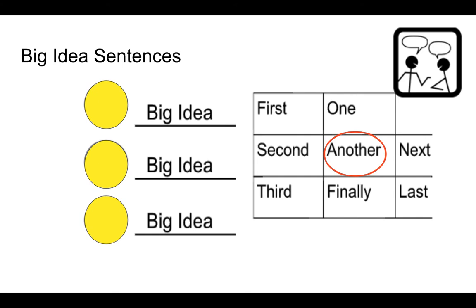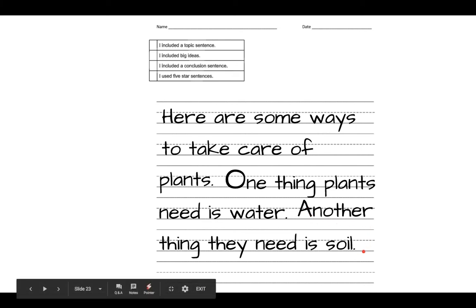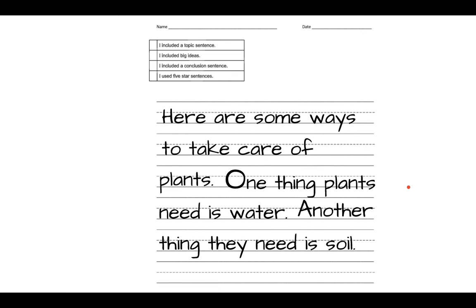Now that I've talked it out and I am happy with my sentence, I can write it on the next line here. Another thing they need is soil. Notice again, it's a complete sentence. Starts with a capital letter, ends with a period, has those finger spaces, everything that includes a 5-star sentence. Once I've written my second big idea sentence, I'm ready for the next thing.